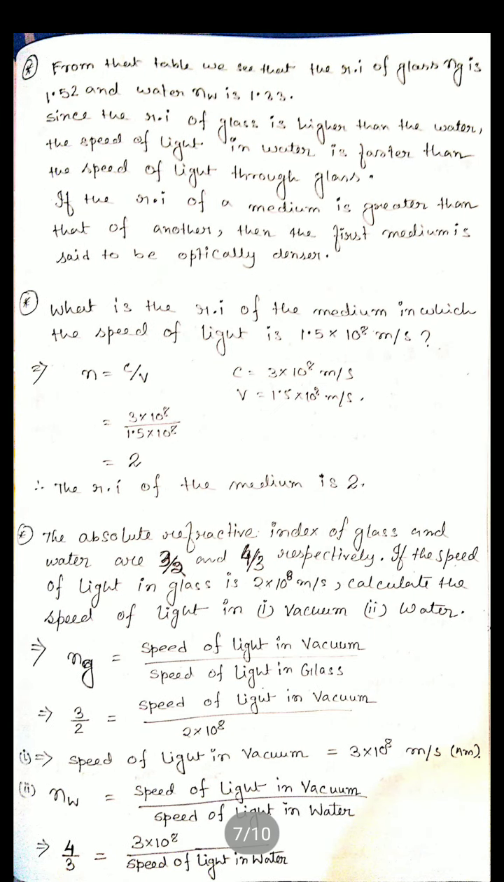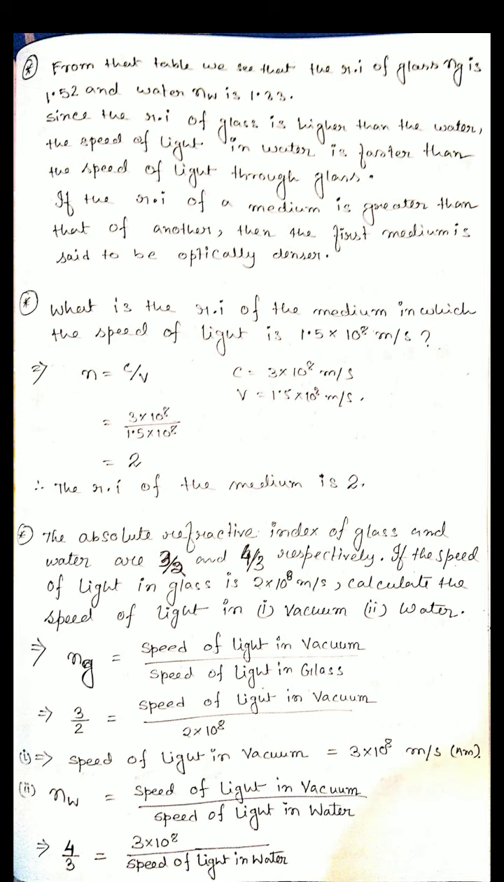Now from that table you see that the refractive index of glass is 1.52 and water is 1.33. So we see that the refractive index of glass is higher than water. So what happens if the refractive index increases? Velocity decreases. That means glass is a denser medium than water. So the speed of light in water is more than in glass.